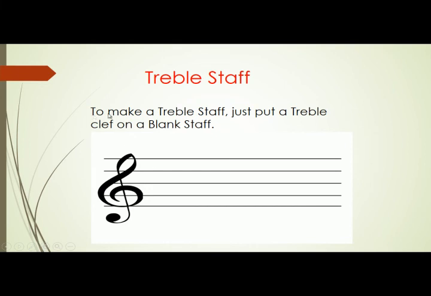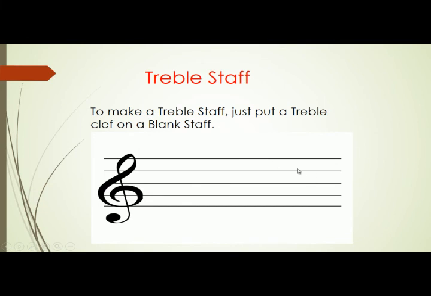Once more, to make a treble staff, just put a treble clef on a blank staff. This is just a blank staff, but now we put this treble clef, and in the end we have created the treble staff. Remember, this is the treble clef. We put it on the staff. The combination of the treble clef and the blank staff gives us the treble staff.